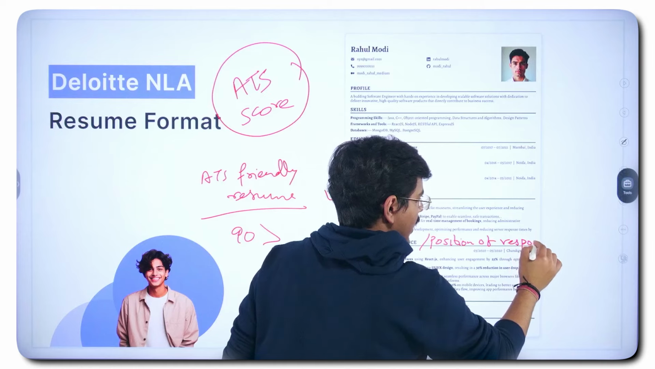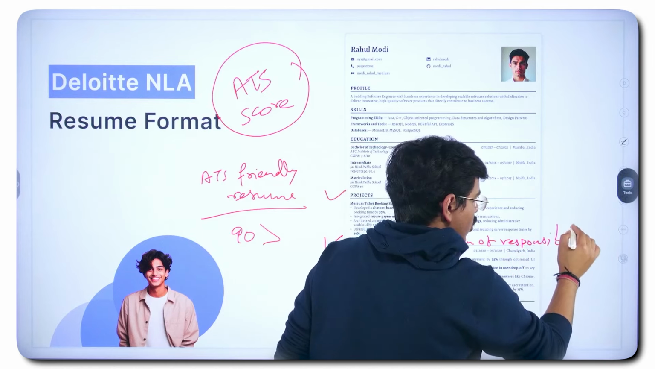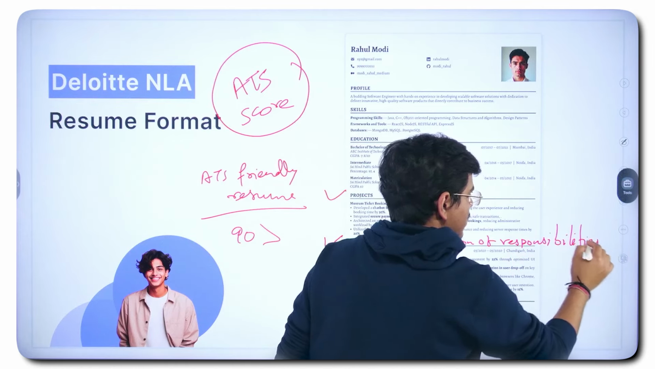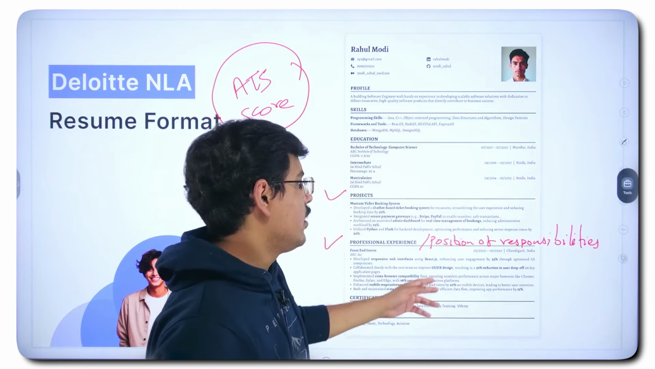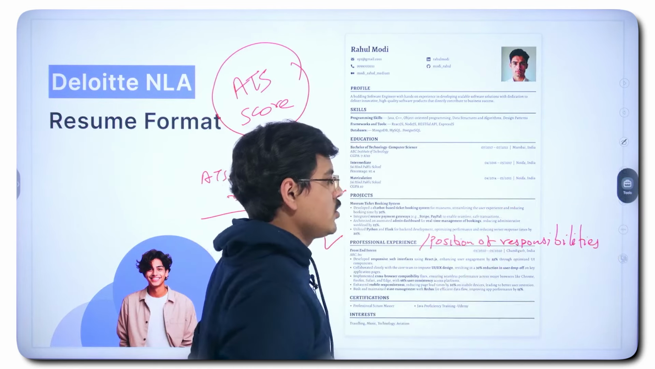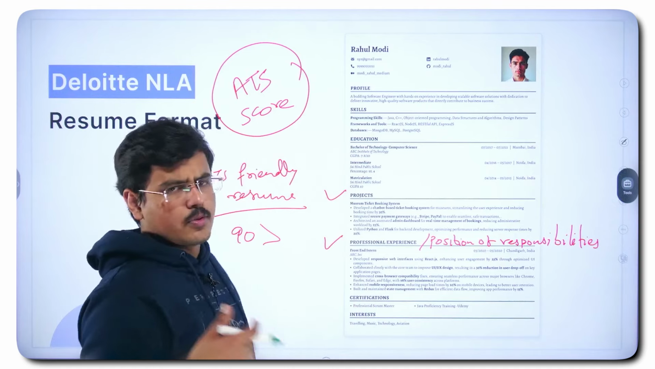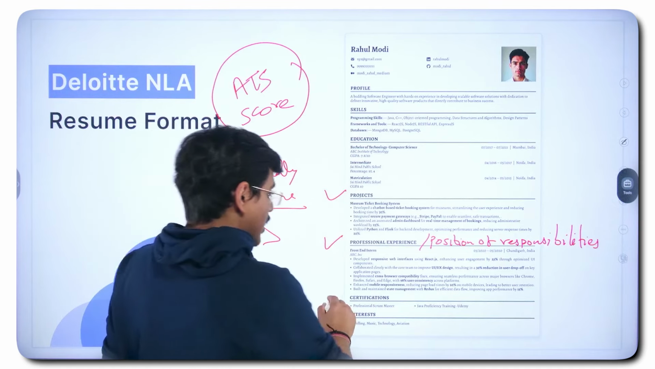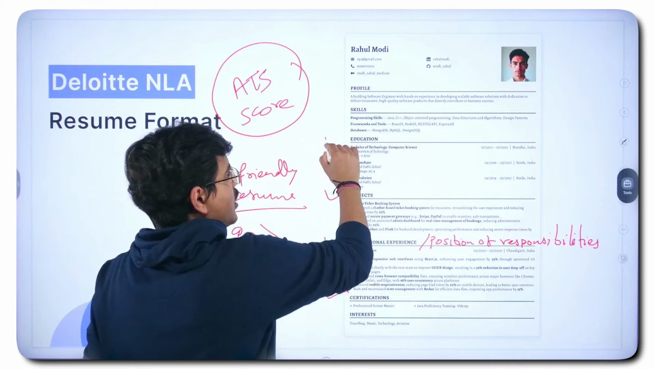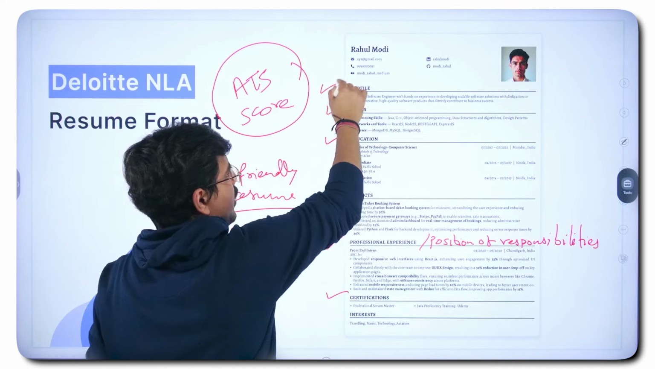Fine. If you're somebody who has no professional experience, who has not done any internship, then you can go ahead. Position of responsibilities is something you can put here. Fine. In different clubs, societies, as I explained. Certifications you cannot miss. Education you cannot miss. Skills you cannot miss. Profile you cannot miss.